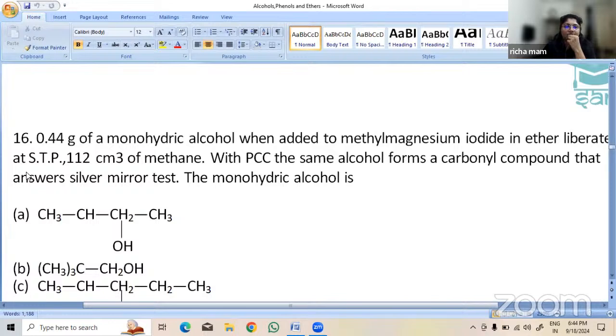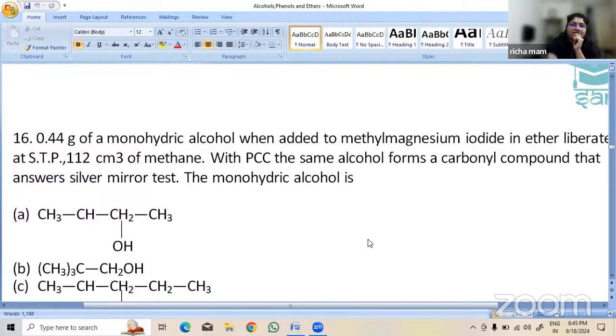Next question, 16th question. 0.44 grams of monohydric alcohol, when added to methyl magnesium iodide in ether, liberates at STP 112 centimeter cube of methane. With PCC, the same alcohol forms a carbonyl compound that answers silver mirror test. The monohydric alcohol is? So they have asked which is the monohydric alcohol.